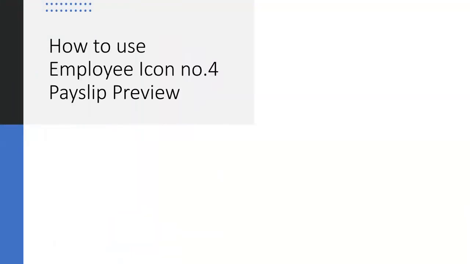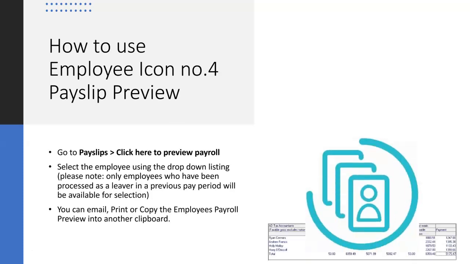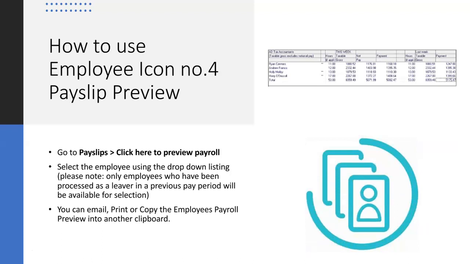This is to tell us how to use employee icon number 4, which is down to the pay slips. So go to the pay slips and click here to preview the payroll. Select the employee using the drop-down list, and please note, only employees who have been processed as a leaver in previous pay periods will be available for selection. You can email, print, or copy the employee's payroll preview into another clipboard.